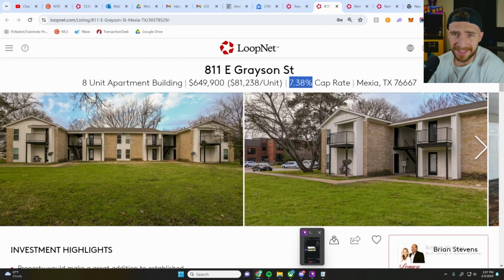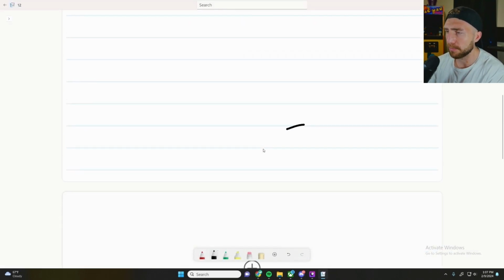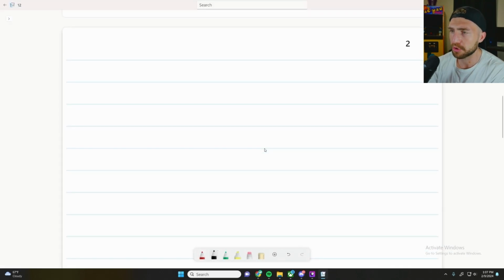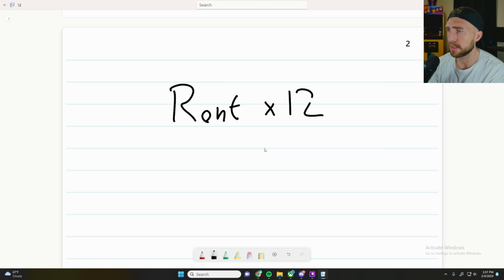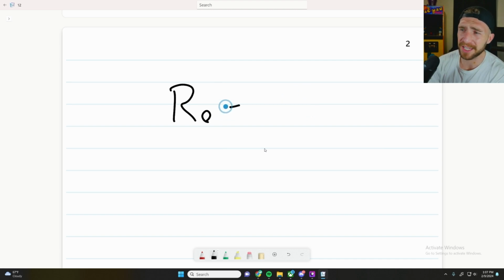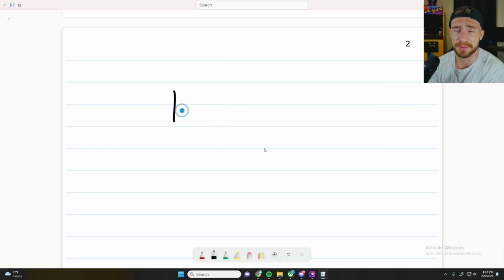So what does any of this mean? It means that when you are comping properties, you get the rent, annualize the rent, take the rent and multiply that by 12. Now, you're going to assume that anywhere from like 30 to 50% of the rent is going to be spent in expenses. I just use 50% because it's easy. But if you want to be a little bit more lenient, use 30%, use 40%, something like that.